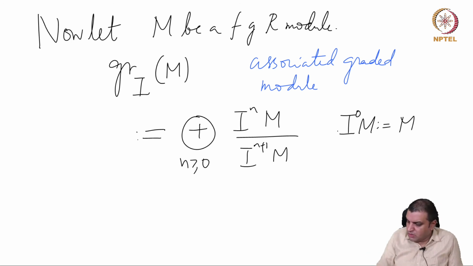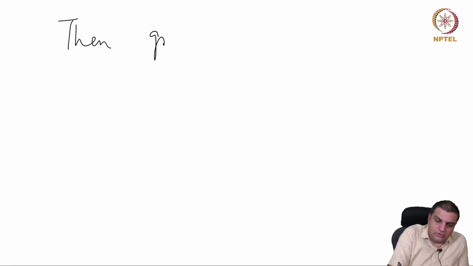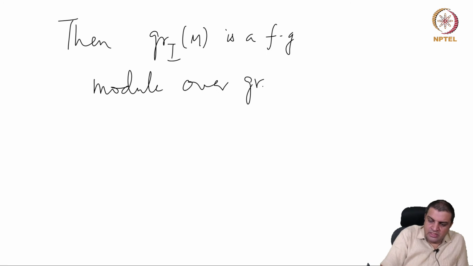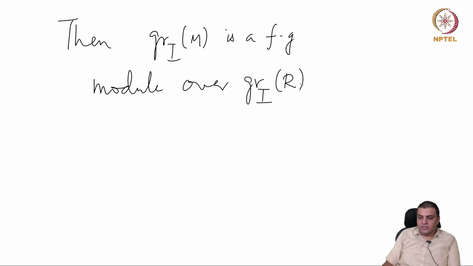Okay, so now the observation is that we are assuming that M is finitely generated. So then the associated graded module is a finitely generated module over the associated graded ring. Okay. So now let's prove the theorem.